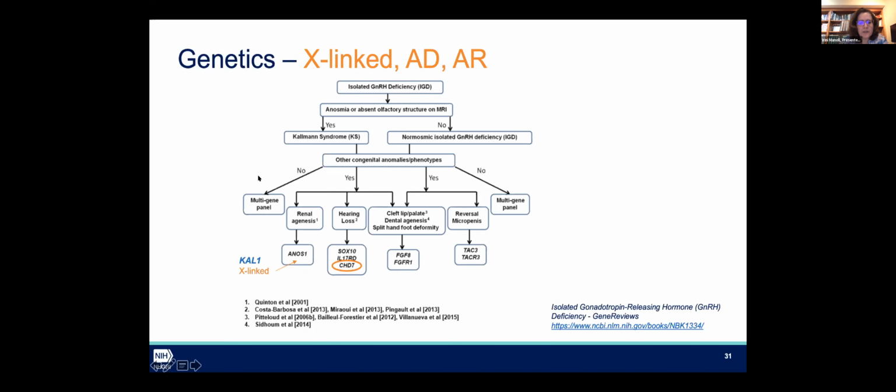And here the renal agenesis, the anosmin or KAL1 is the X-linked gene with hearing loss. CHARGE, again, can cause the anosmia, hypogonadotropic hypogonadism, facial weakness, and hearing loss. The FGF8 and FGFR1 are the genes associated with cleft lip palate and the split hand foot deformities, and then other genes. So again, X-linked, dominant or recessive, multiple genes associated with anosmia and hypogonadotropic hypogonadism.